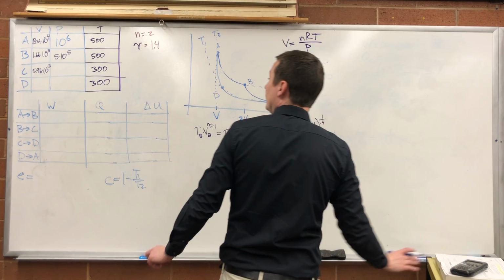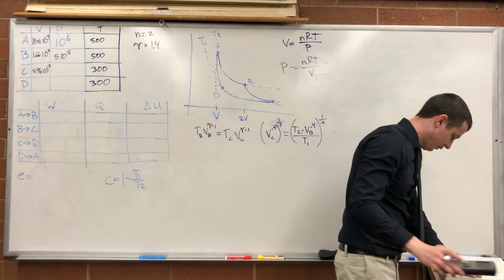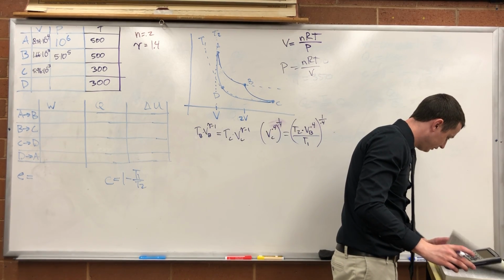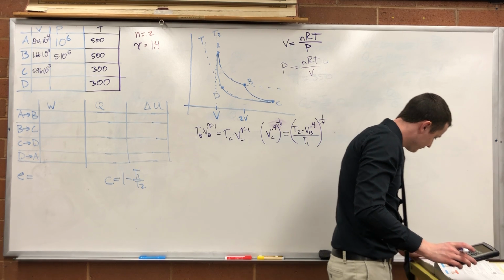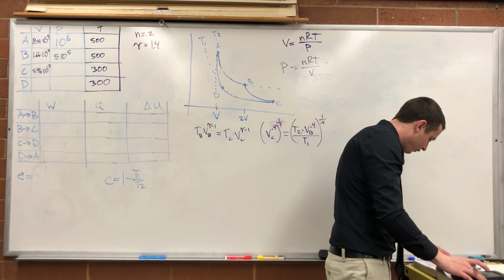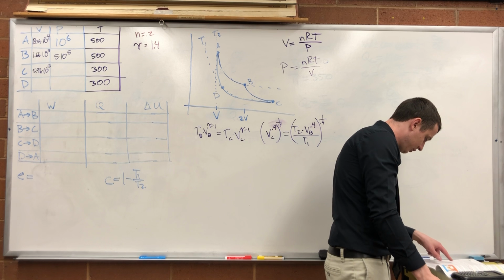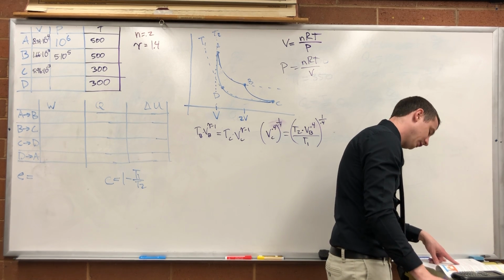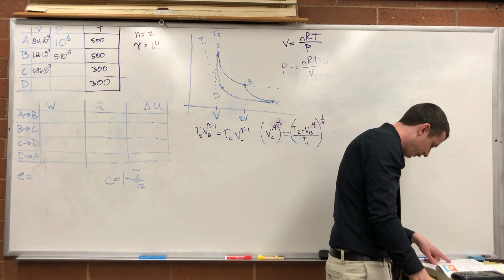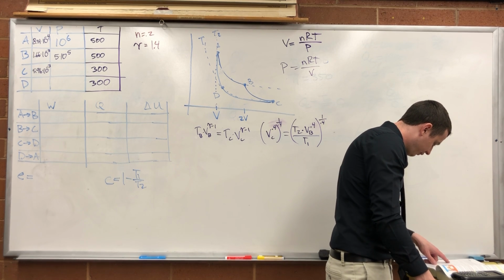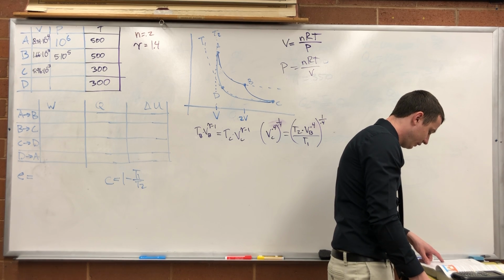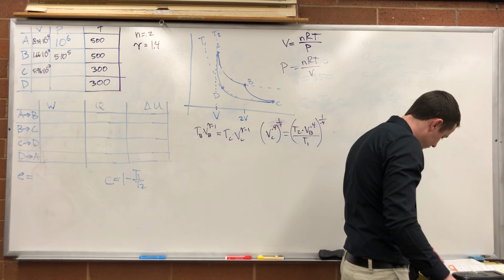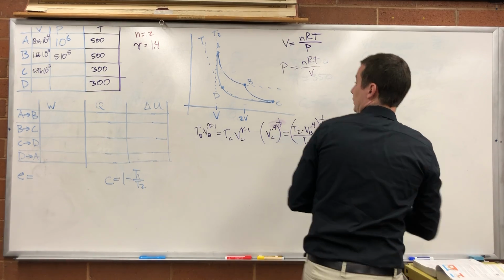Okay. Since we're using these numbers to calculate the next numbers, we should probably be validating this as we go, huh? The volume at A, 8.31 times 10 to the minus 4. Volume at B, 16.6 times 10 to the minus 4. Same thing we have. 5 times 10 to the 5 for the pressure at B. Volume at C, 59.6 times 10 to the minus 4. Okay, so we're good there.